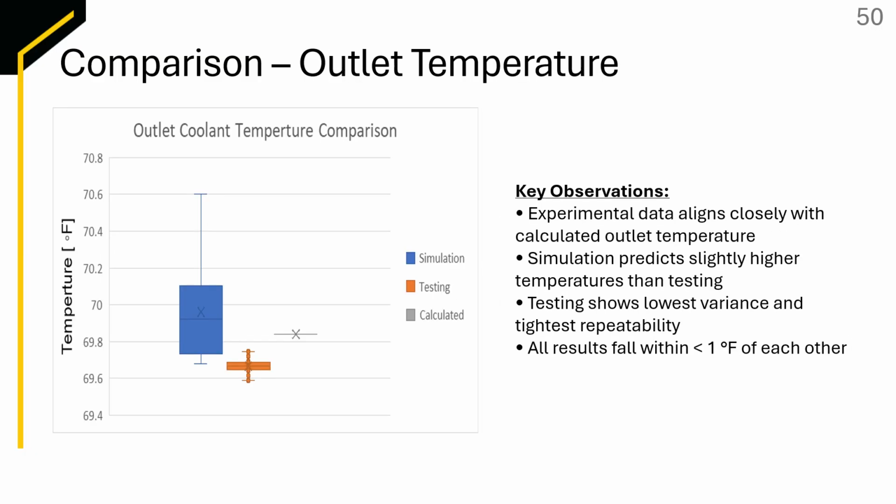Here are our comparisons for outlet temperature. A few key observations are: experimental data aligns closely with calculated outlet temperature. Simulation predicts slightly higher temperatures than testing. Testing shows lowest variance and tightest repeatability. All results fall within 1 Fahrenheit of each other.